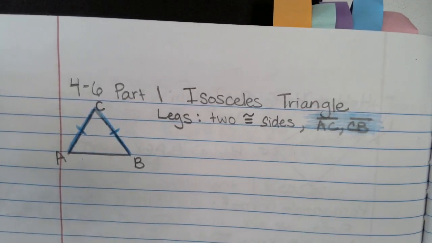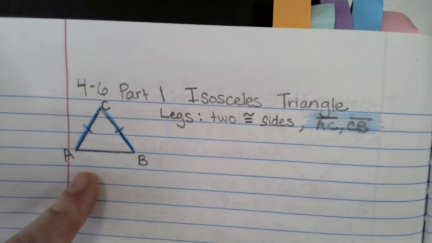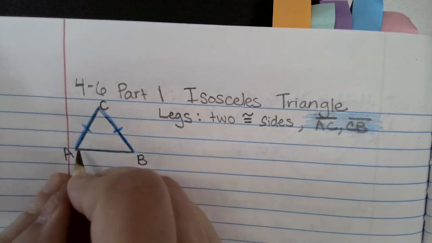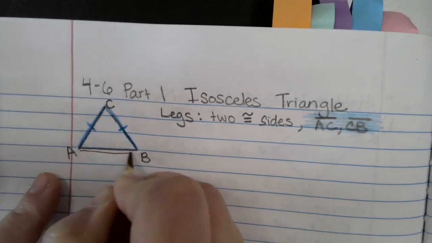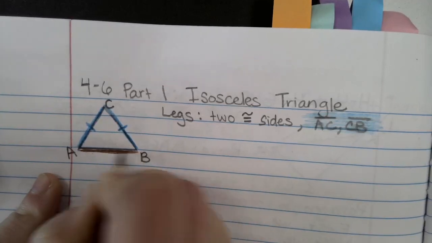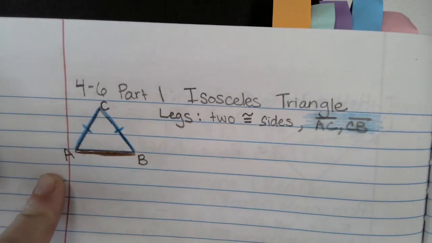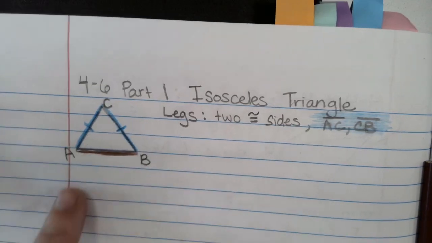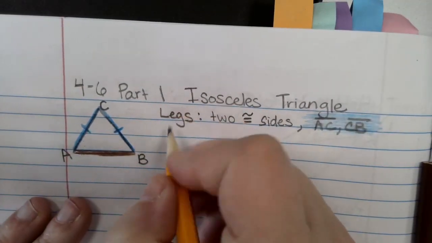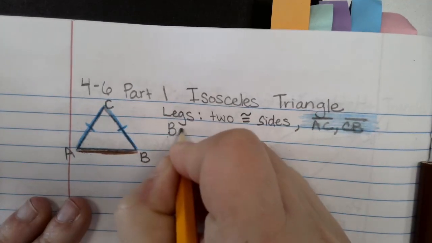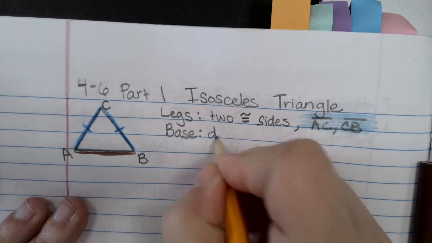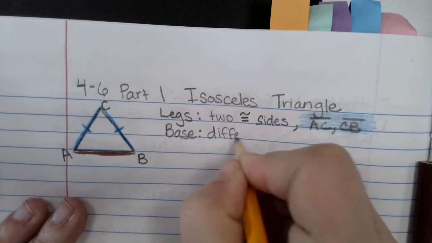Okay, now we have our third side, because a triangle has three sides. And with this third side, we call that side the base. So this AB is different. I'm going to use brown for that one. And that's called our base. Base is the different side, or the side length that's different.